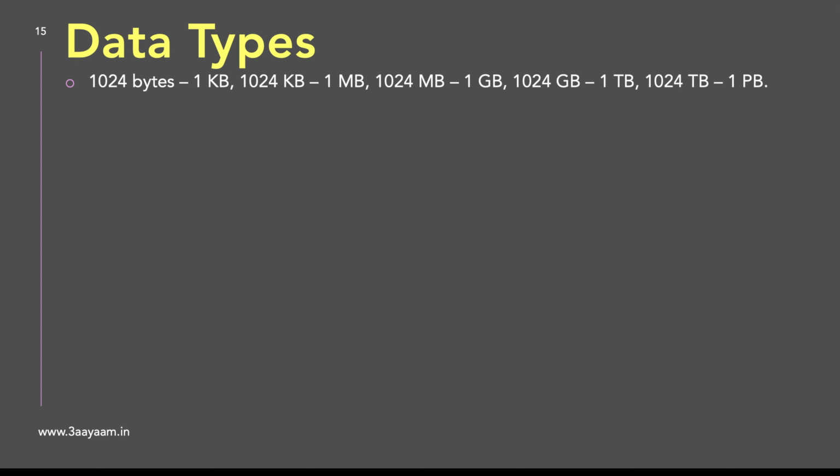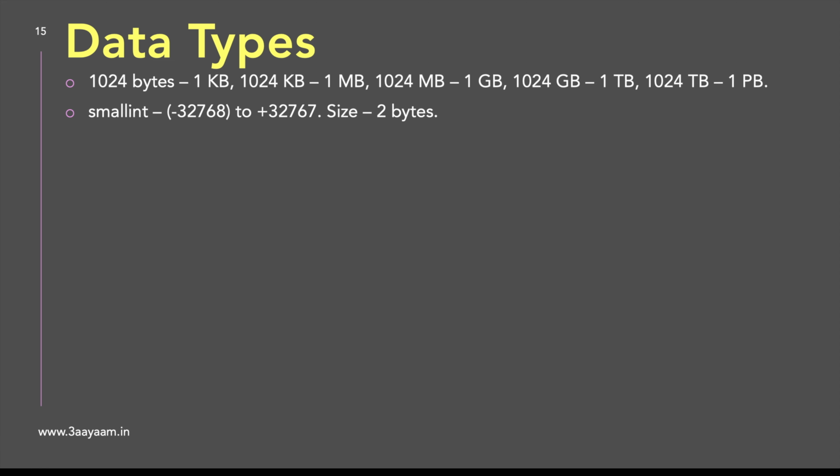Just a primer before going into the data types. 1024 bytes is equal to 1 KB. I have put the values for 1 KB, 1 MB, 1 GB, etc., because these will be needed while defining the column types.